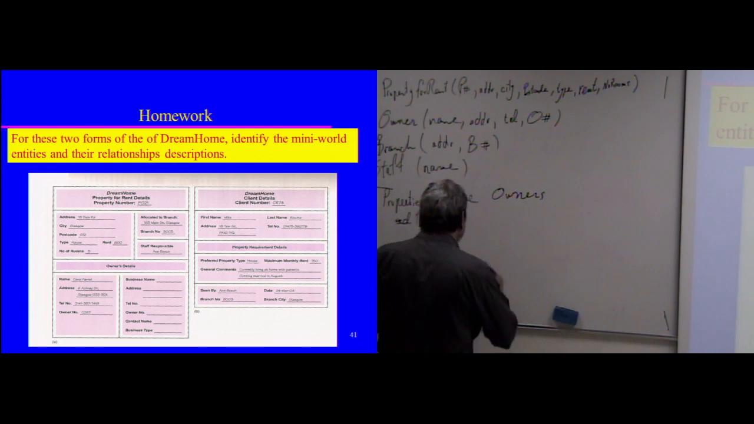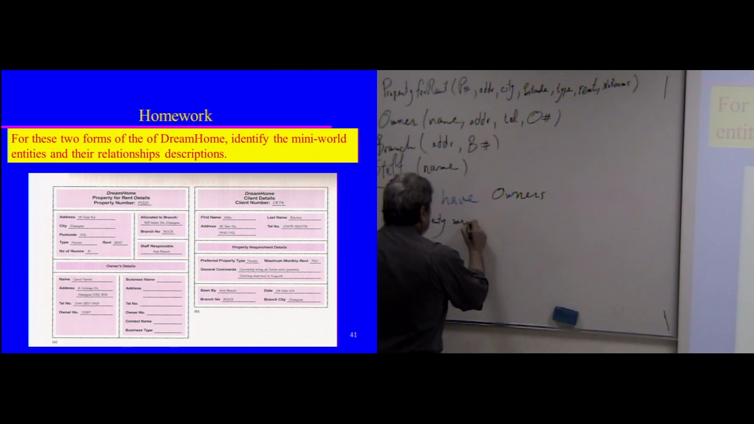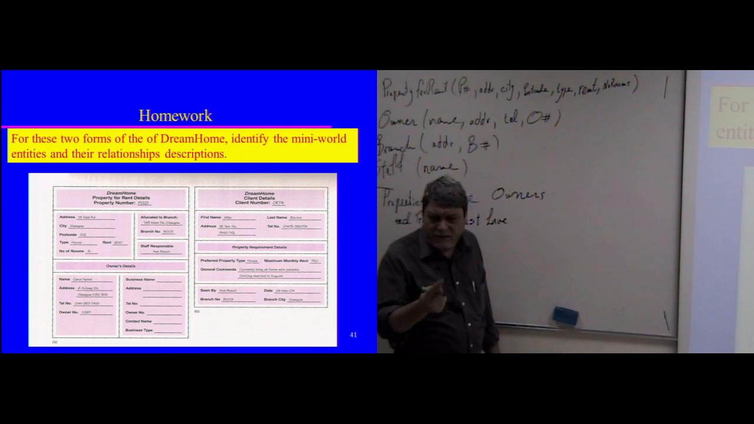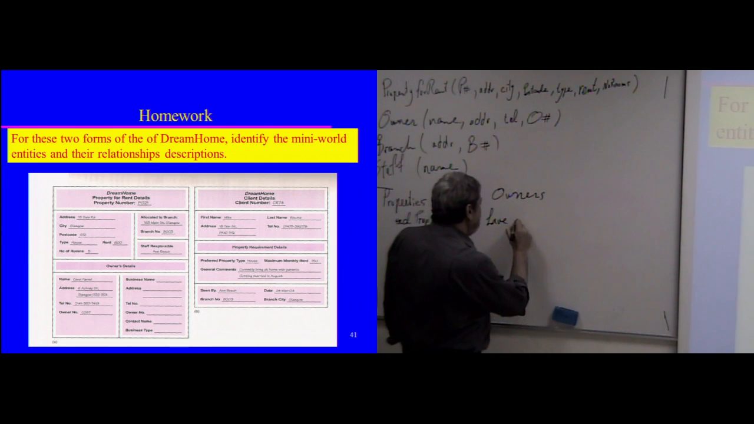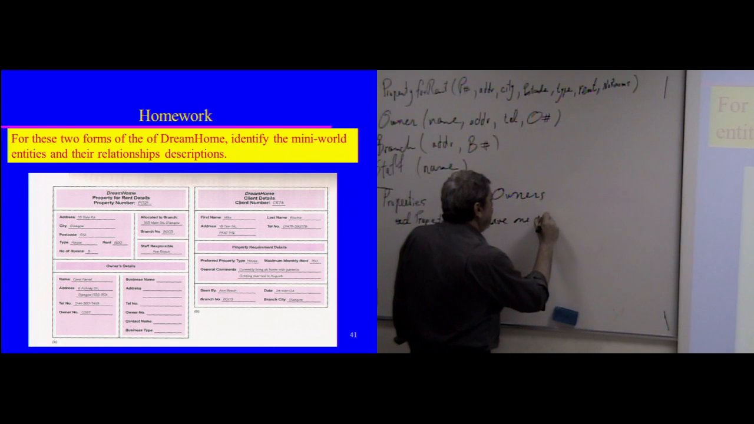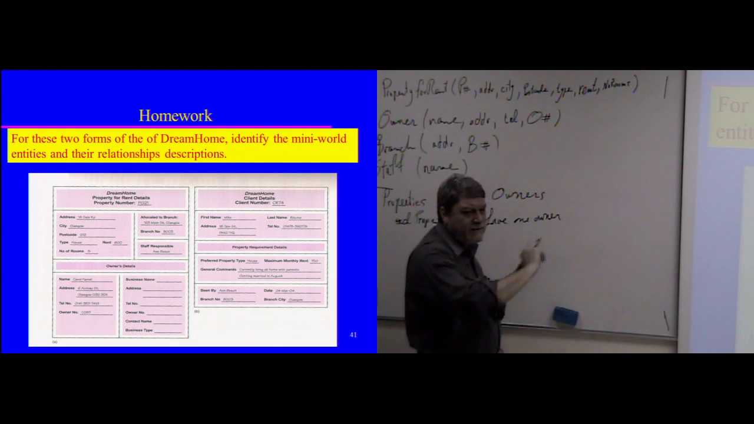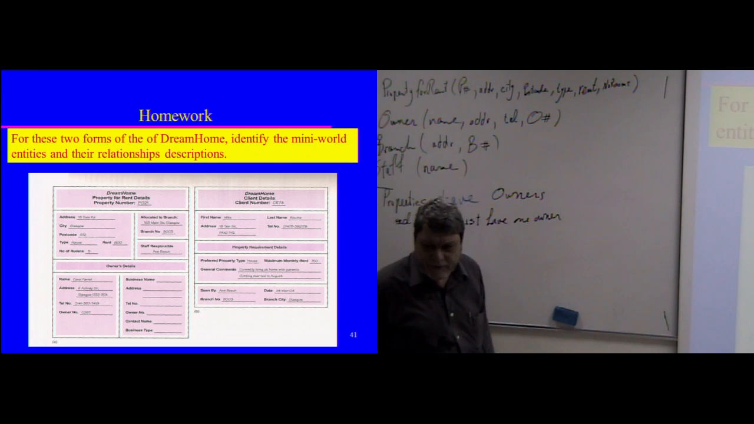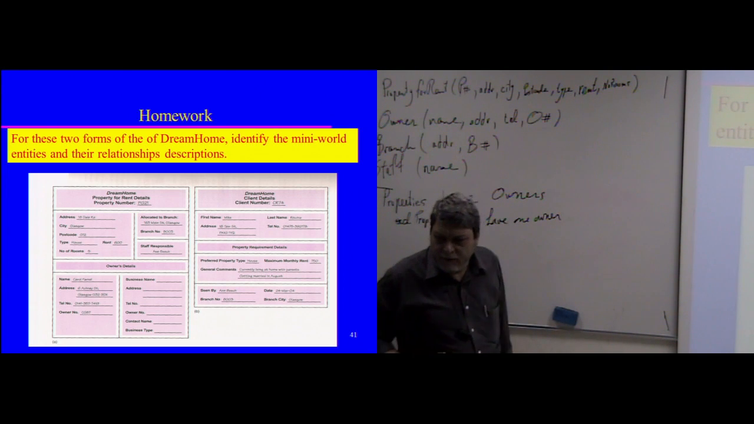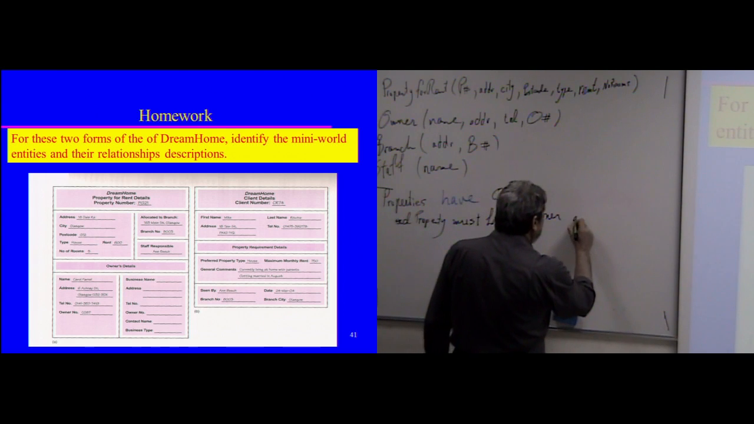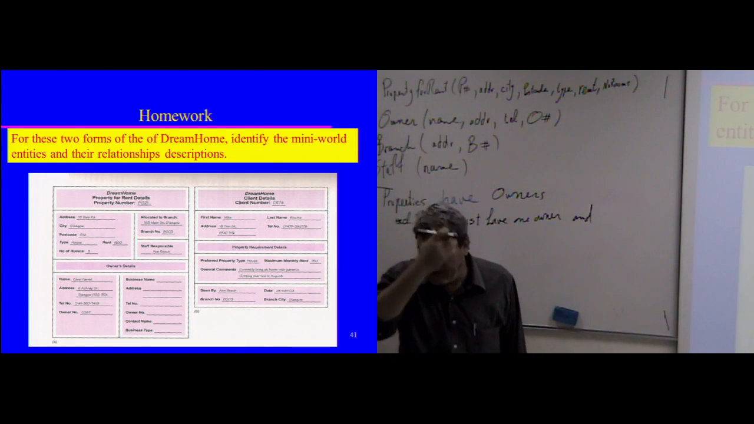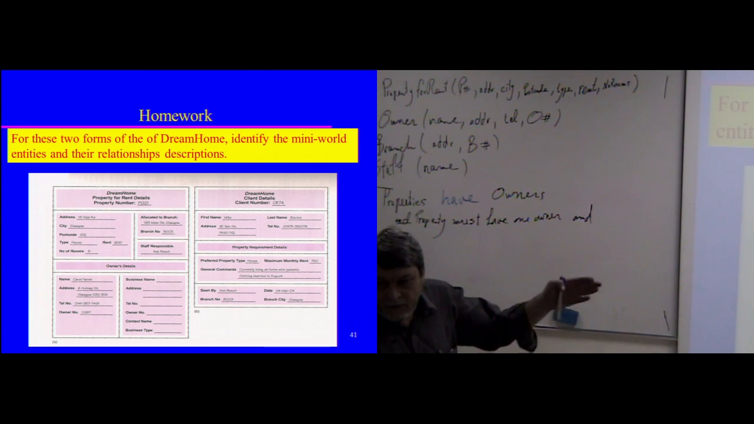So must have what? One owner? Many owners? We said one owner. Must have one owner. Okay, so this is the trip from property to owners. How about from owner to property? Then we think of the trip the other way around.